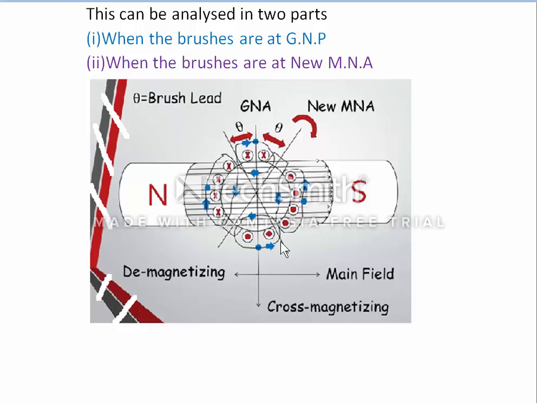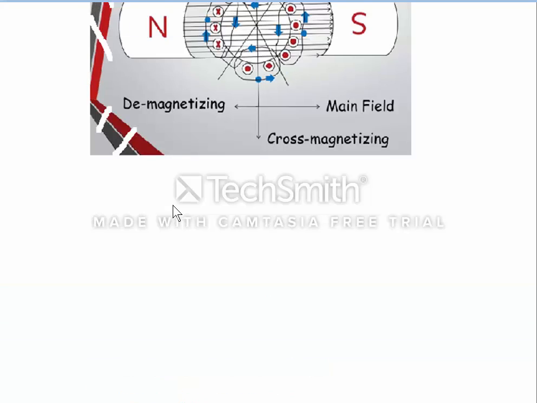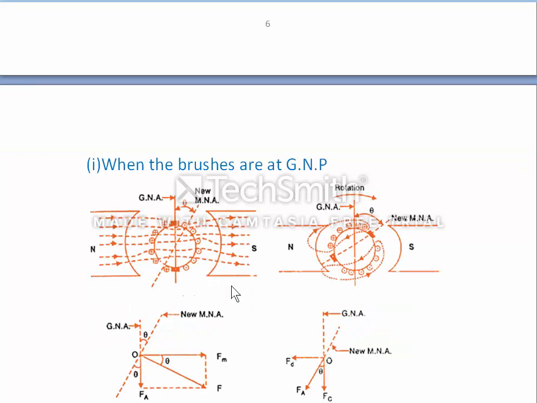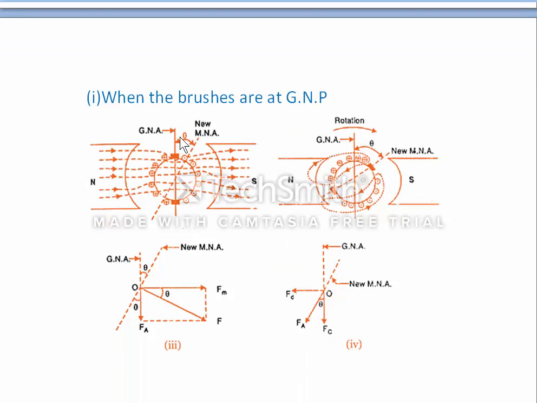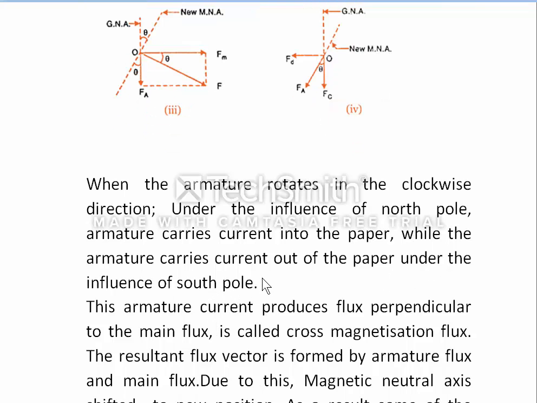When the armature carries current, this will be the situation. As I said earlier, when the armature rotates in the clockwise direction, the conductors under the influence of north pole carry the current into the blackboard, while the conductors under the influence of south pole carry the current out of the blackboard. So we are placing brushes at the geometrical neutral plane. When the armature rotates in the clockwise direction, under the influence of north pole the armature carries current into the paper, while it carries current out of the paper under the influence of south pole. This armature current produces flux perpendicular to the main flux. It is called cross magnetization flux.